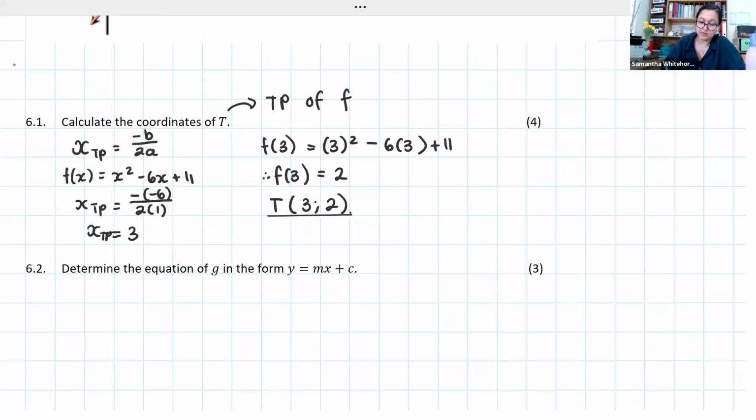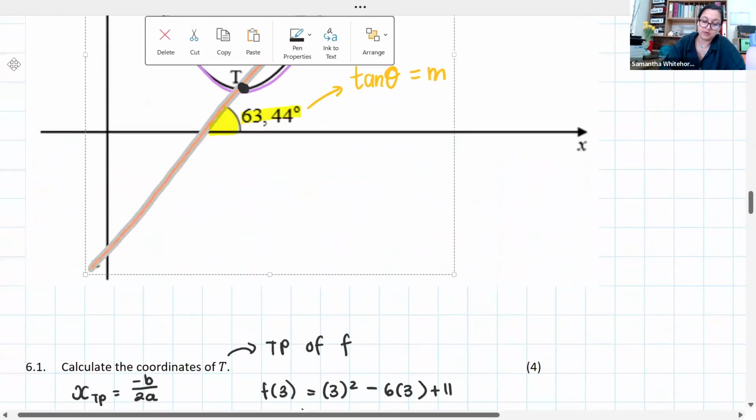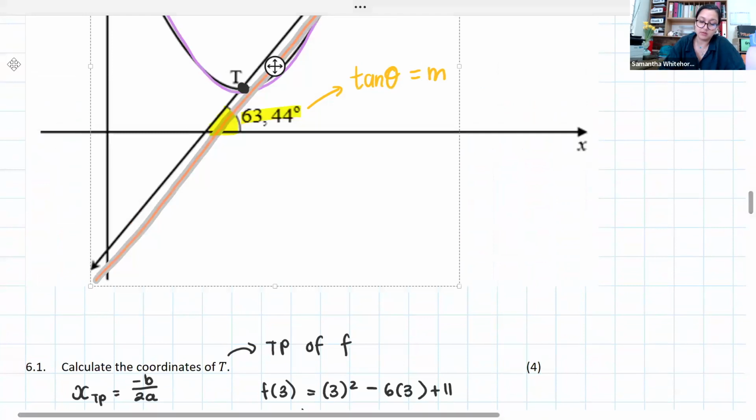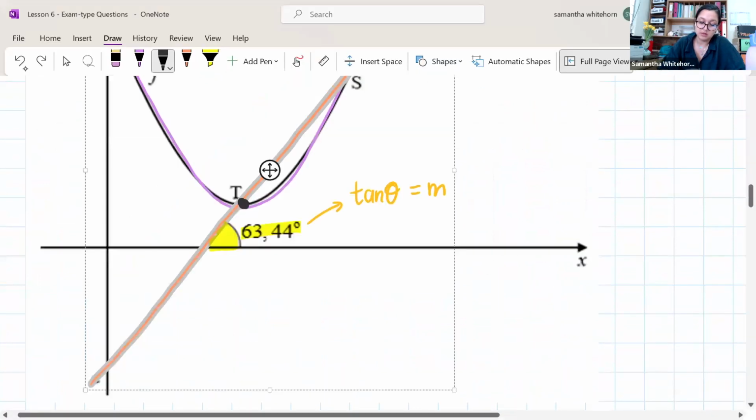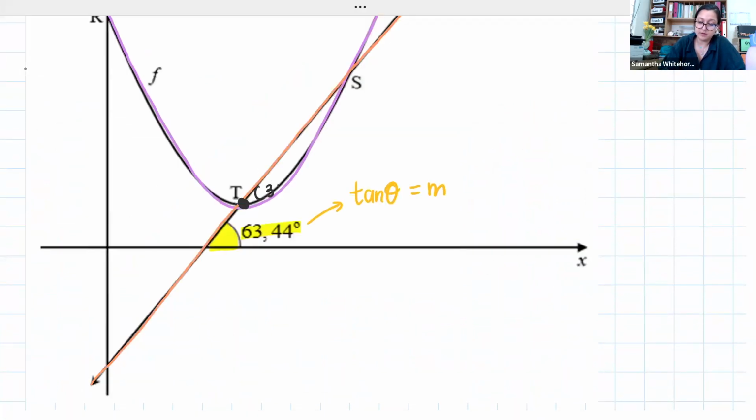T is at (3; 2). I always like to just write in my coordinates as I find them, just because it's an extra piece of information that I now have and can potentially use.